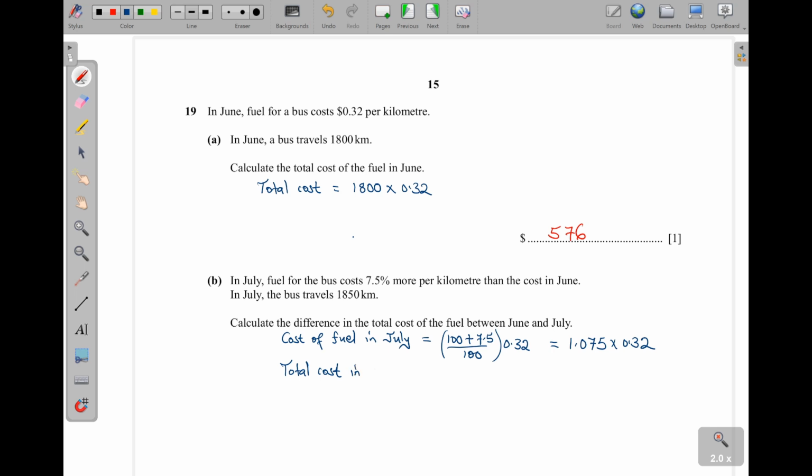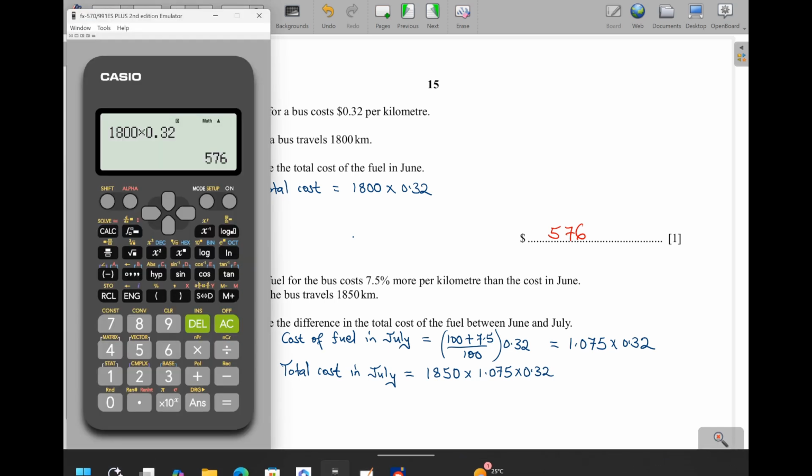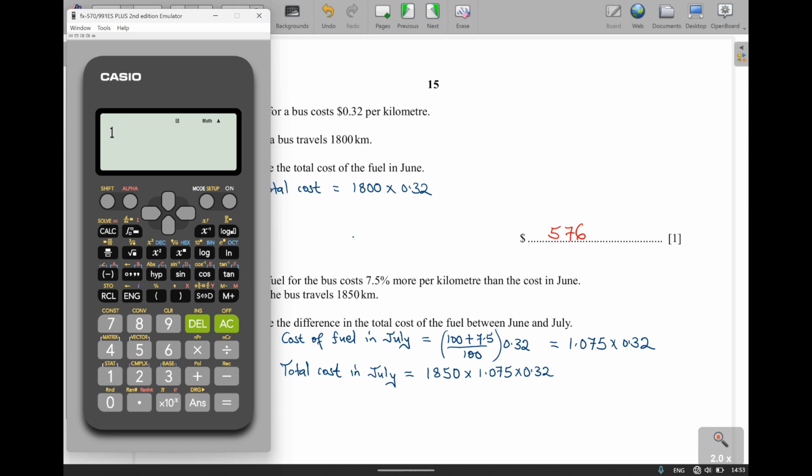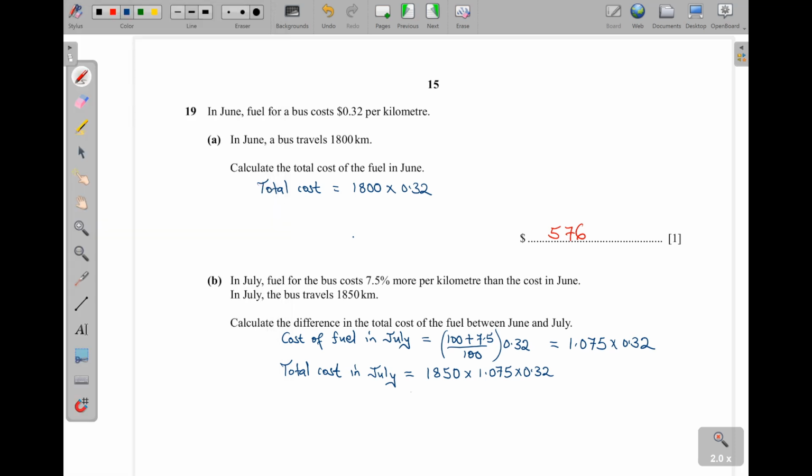in July. It is going to be the distance traveled, 1,850 kilometers, times the cost, which is 1.075, times 0.32. Then we can have 1850 times 1.075 times 0.32. That one gives us 636.4.